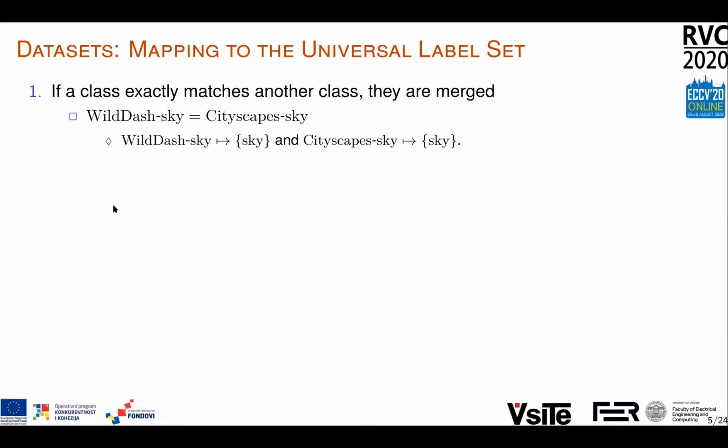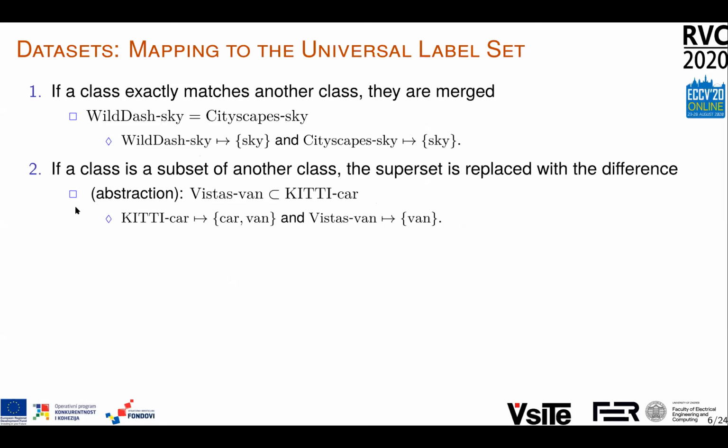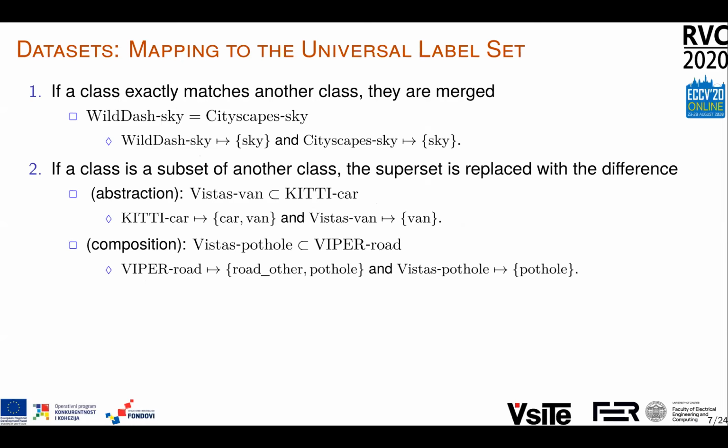The algorithm for creating the taxonomy follows 3 simple rules. First, if there are 2 same classes, they get merged. For example, WildDash sky and Cityscapes sky are both mapped to universal sky. Second, if a class is a subset of some other class, we replace the superset. For example, Vistas van is a subset of KITTI car, so KITTI car gets mapped to both car and van. Furthermore, Viper road gets mapped both to other road and pothole, whereas Vistas pothole is mapped only to pothole.